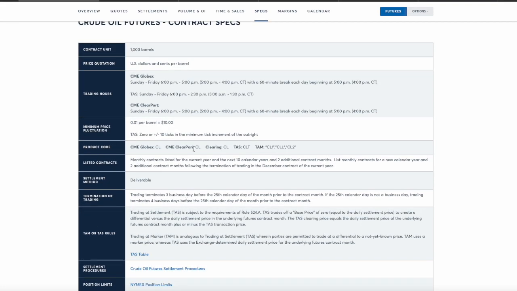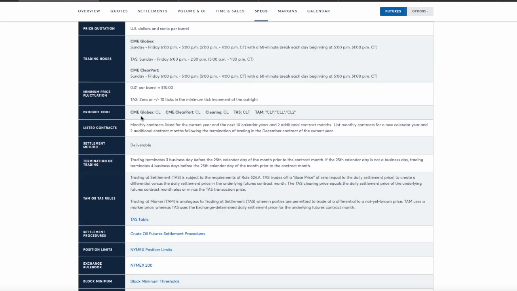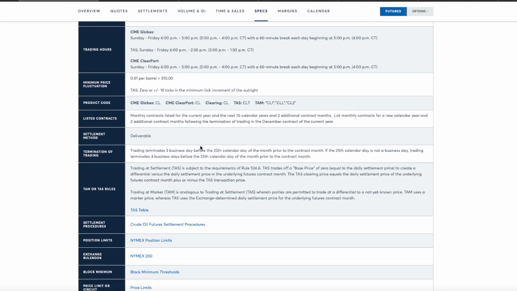Can sometimes be useful information to you as a trader. Of course, different products have different per tick increments. Most of them do, actually. So always good to know what you're dealing with. Different kind of clearing product codes. Anytime you see stuff like this, focus on the Globex. That's what we're actually trading. So it's CL. Not that all these aren't pretty much CL.